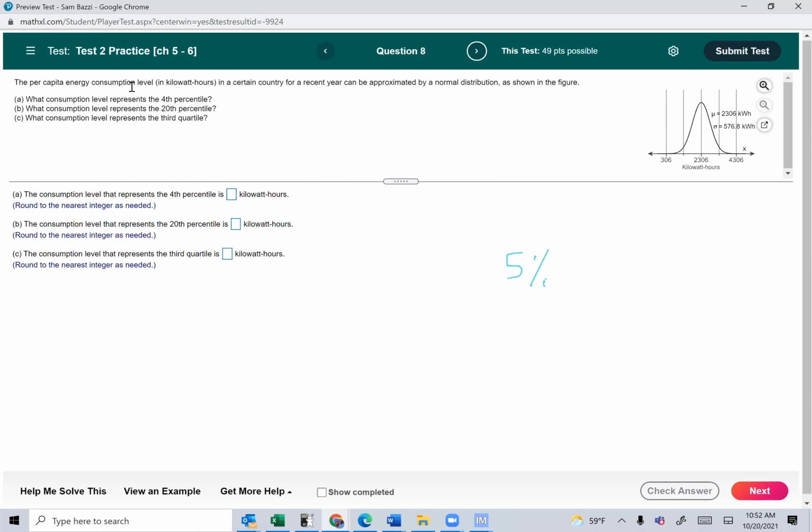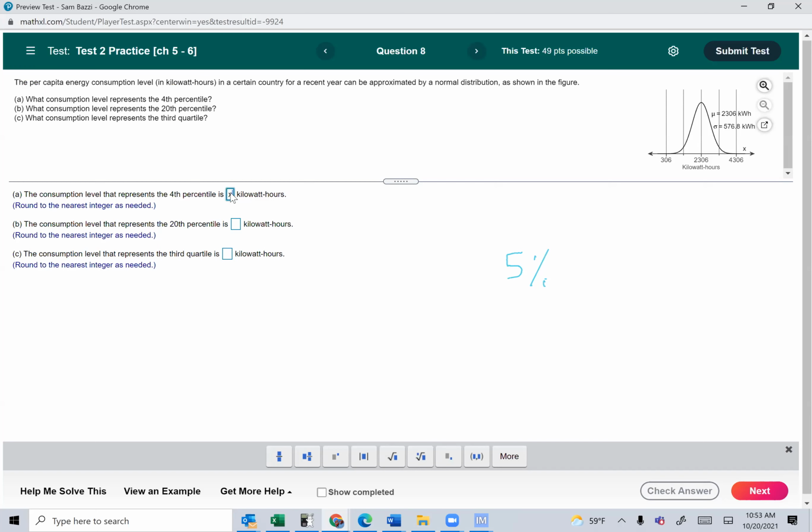The per capita energy consumption level in kilowatt hours in a certain country for a recent year can be approximated by a normal distribution. What consumption level represents the 4th percentile? So he wants the X value. It's inverse norm. 4th percentile means the area to the left, guys, is 4%, 0.04. And then put the mean, which is 2306, guys. You can see it right here. And that's the standard deviation, 576.8.